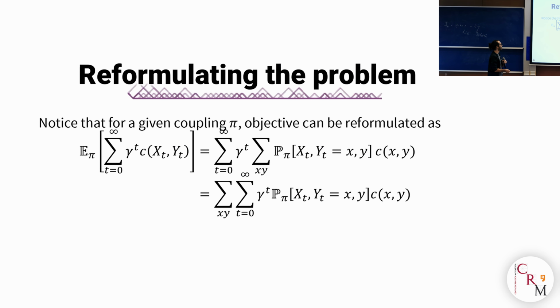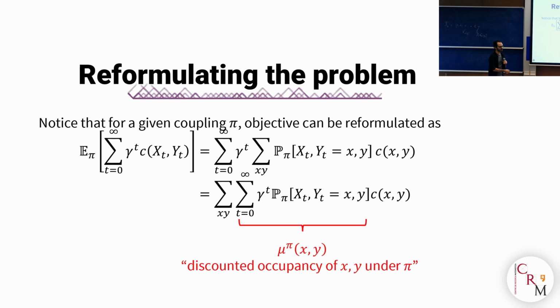And then I notice that, oh, okay, hold on. This object in the middle, maybe this is something of independent interest. This is the discounted number of times that the coupled process is going to be visiting state pair x and y, right? The total number of times that (xt, yt) is going to be (x, y), discounted so that I get something finite. And these numbers, which I denote by mu pi of xy, are weighting cxy, right?